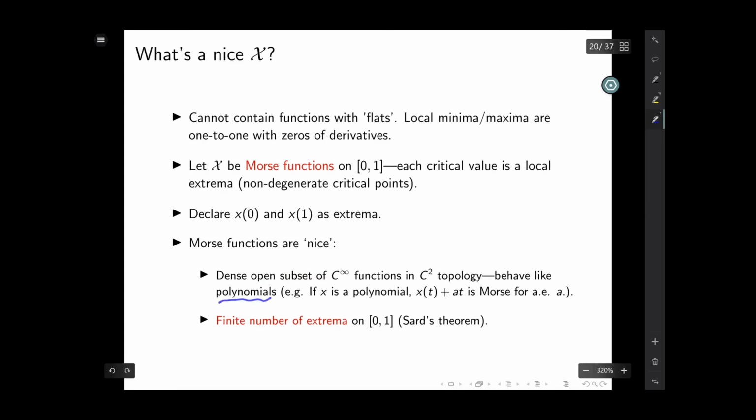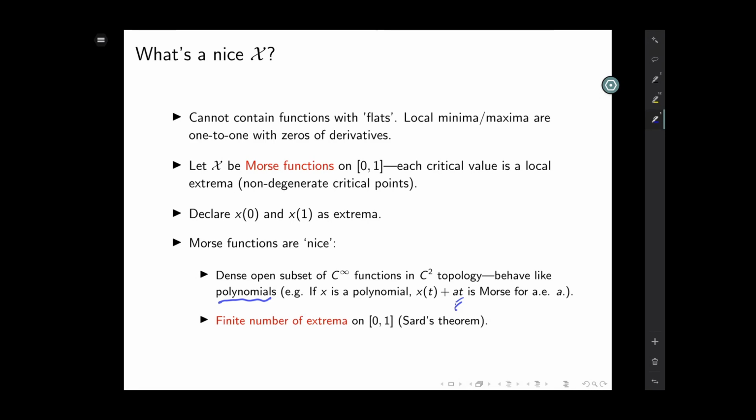Now, these Morse functions are nice because, one, they are effectively polynomials. They are just like polynomials. If I take any polynomial x and I perturb it linearly, it is a Morse function. So there's very little difference between a Morse function and a nice polynomial. And we all understand polynomials. We know how shapes of polynomials look based on their degrees, which parts of the domain they go up, they come down. So this is a nice set of functions to look at.